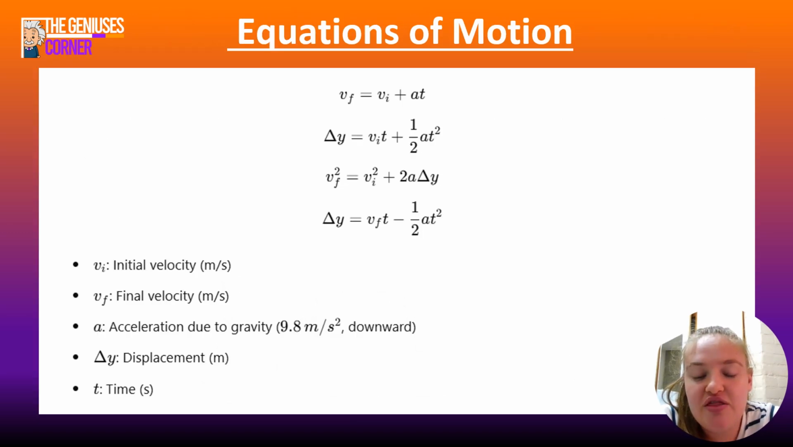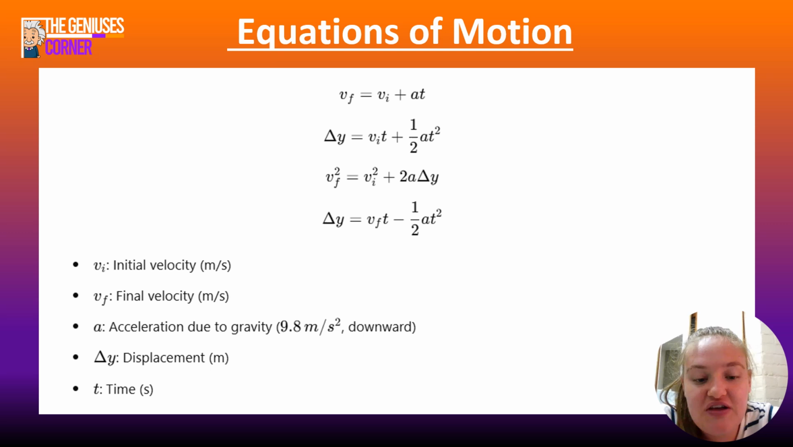So these are the equations of motion. You'll use these to solve problems relating to vertical projectile motions. Very important about these equations is you don't need to know them by heart. They will be on your formula page, but you will need to know how to use them, and you need to understand them. So let's get into it.